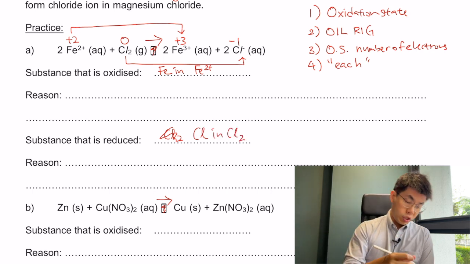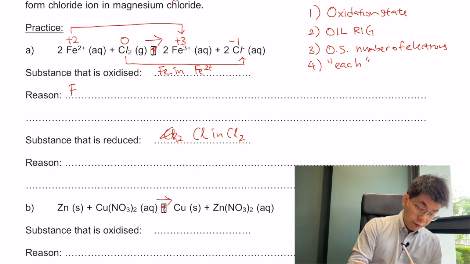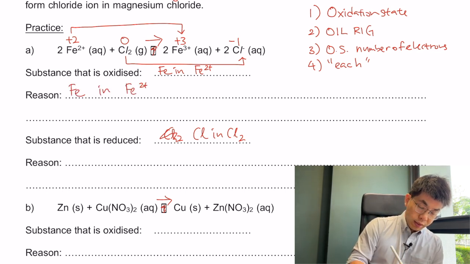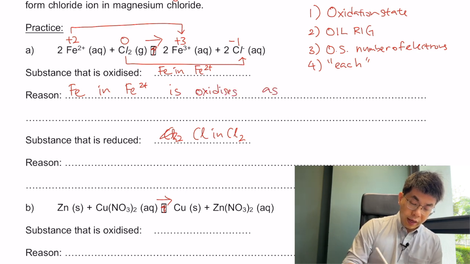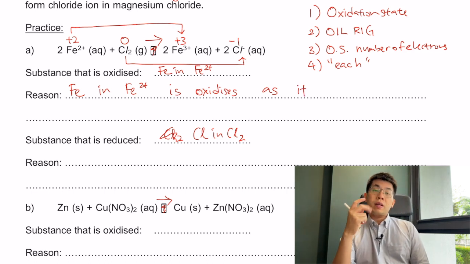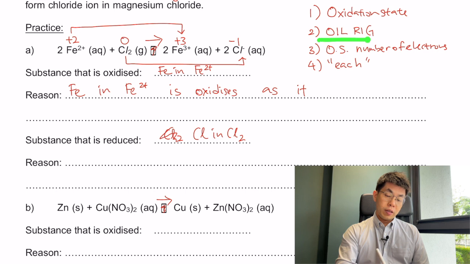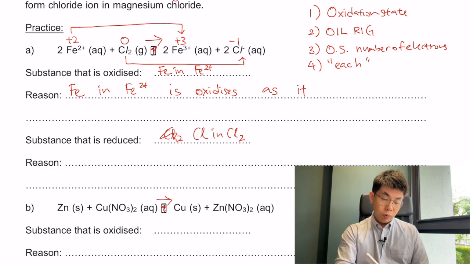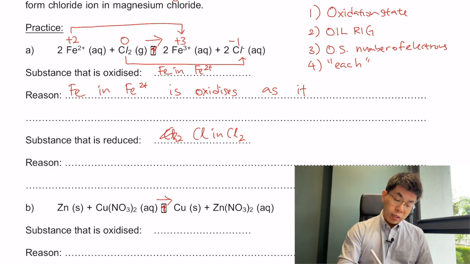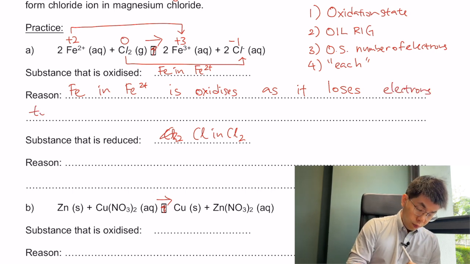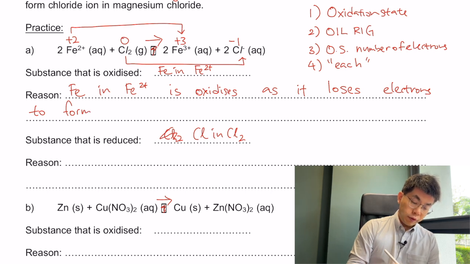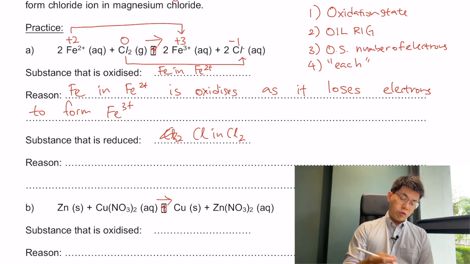So how do I write this explanation? I'm going to show you how I can construct this. You say the Fe in Fe2+ is, we have determined, oxidized. Now we need to say whether it loses or gains electrons, so we'll use OIL RIG. I already know that it oxidized. So OIL RIG, oxidation is loss. So we'll focus on OIL as it loses electrons to form, what does it form? It forms Fe3+.